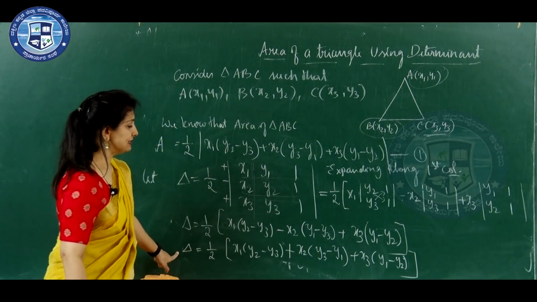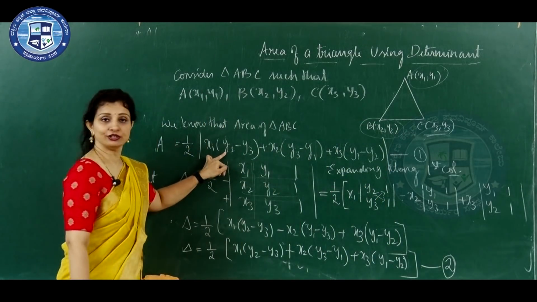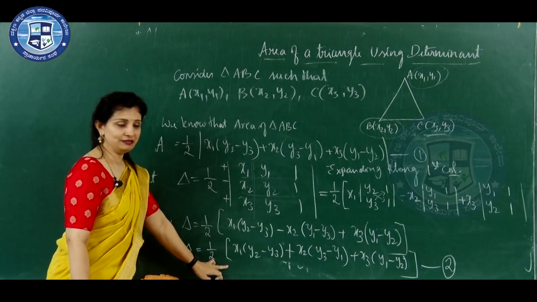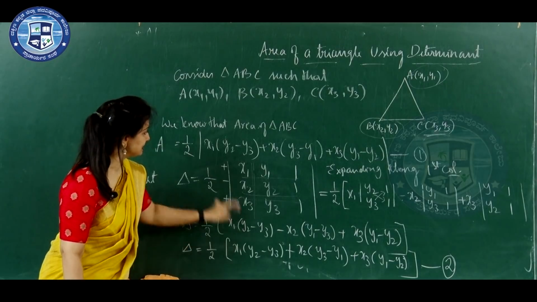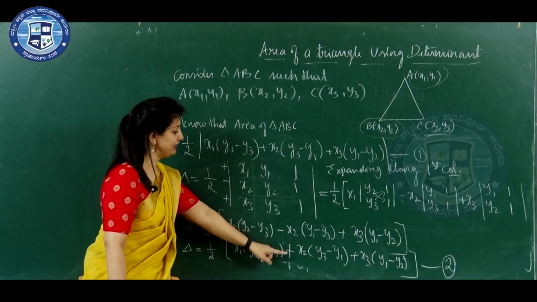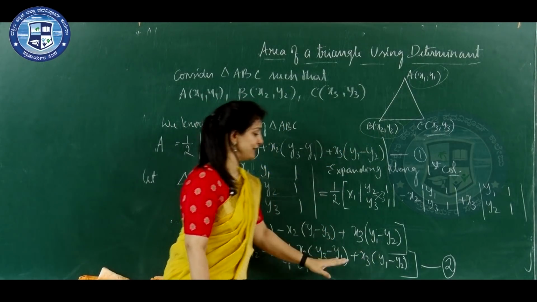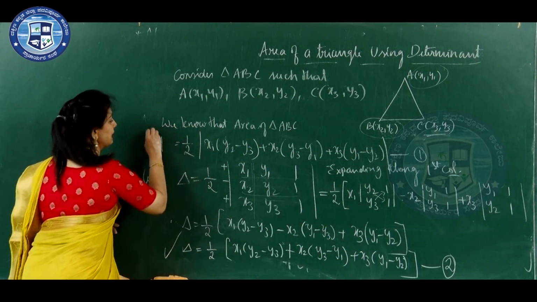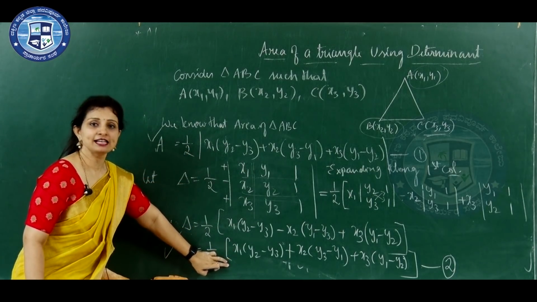Look at delta, this one we will take as the second equation, and here is the first equation. Observe the first and second equations. You can see that the area of triangle is half into x1 into (y2 minus y3) plus x2 into (y3 minus y1) plus x3 into (y1 minus y2). So these two equations are exactly the same. Equation 1 and equation 2 are the same.